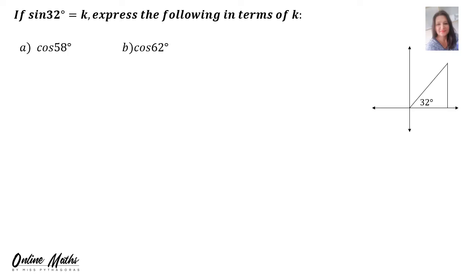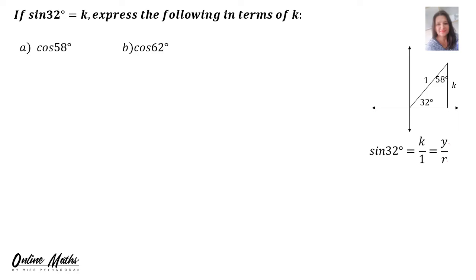And then you always work out the other angle. In this case, it's going to be 58, since angles of a triangle add up to 180. And then we're going to add all the sides. Now, what was given was sin 32 is equal to k. And then if there's nothing, it's the same as k over 1. And then sin's ratio is y over r. So we know that y's value is k and r's value is 1.